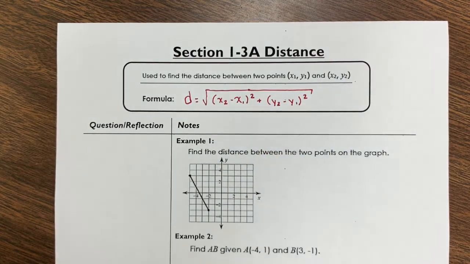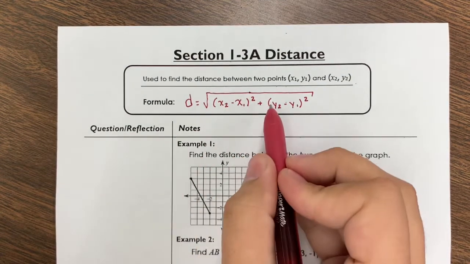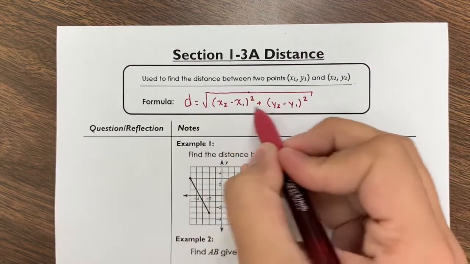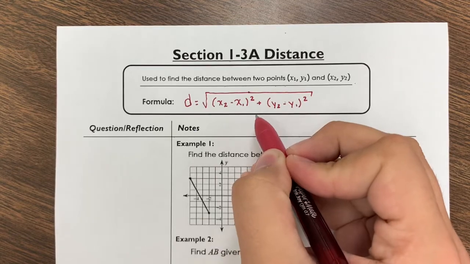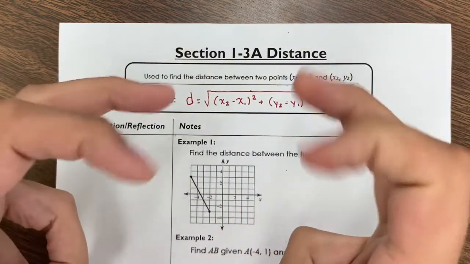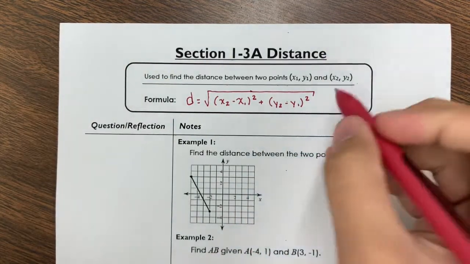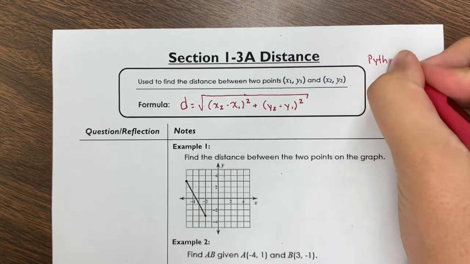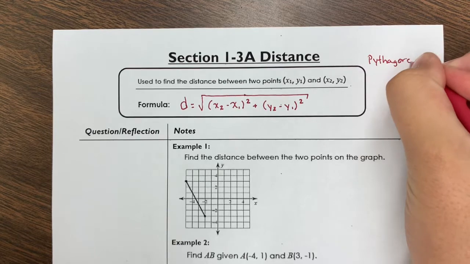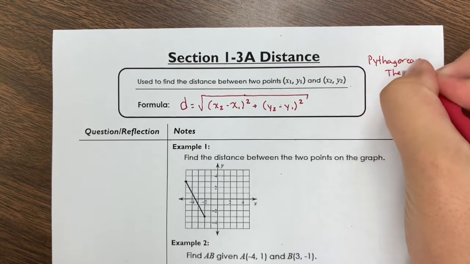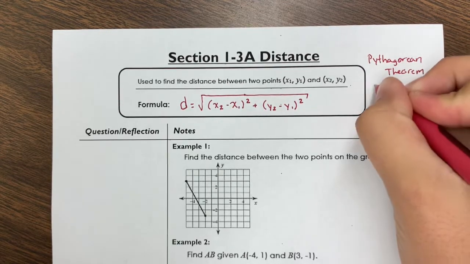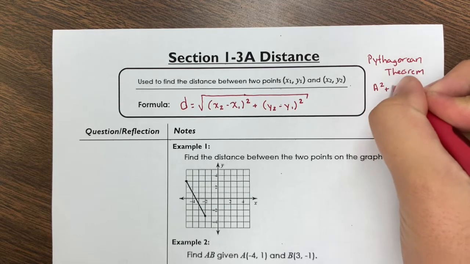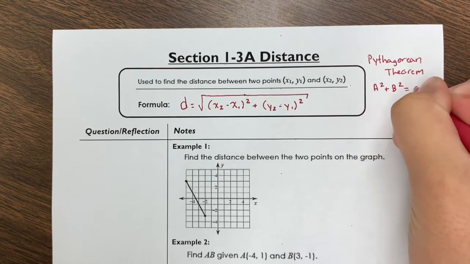It is quite lengthy. But with that said, this formula is derived from something that I'm gonna say, in quotes, you don't know yet because we haven't talked about it, but I think a lot of you have already done this before in middle school. The Pythagorean theorem, which is the formula a squared plus b squared equals c squared.